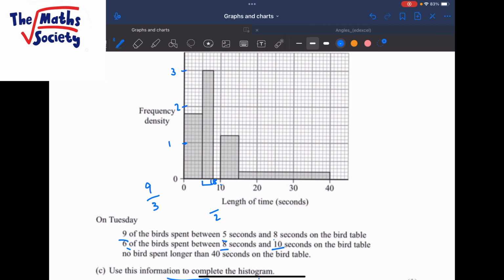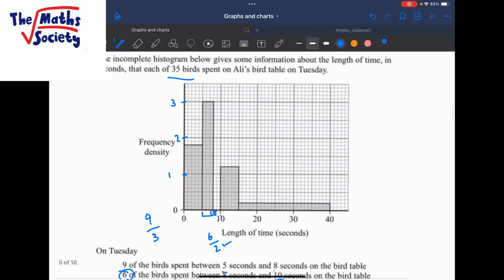And then we know that frequency density equals frequency, which is going to be 6, divided by class width 2, so that's going to be 3 as well. So this is just going to be the histogram.